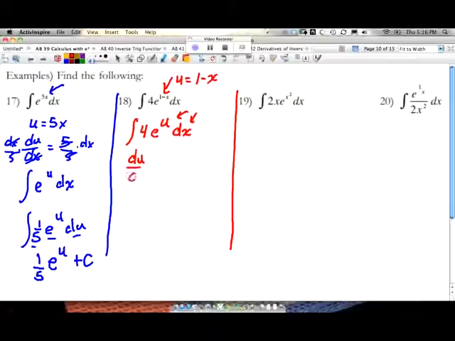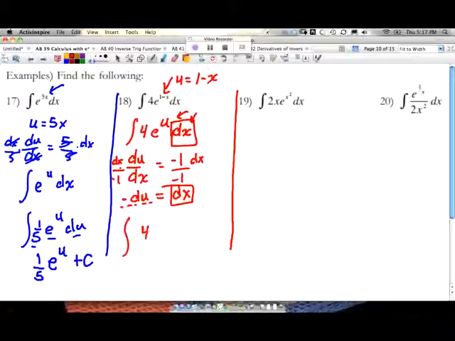So now I've got to get through my du dx. Well, the derivative of 1 minus x is -1. But I don't see a -1 up there. All right, so what do I have to do? I've got to do a couple things. First, let's get rid of this dx. Move that to both sides. Then let's get rid of this -1. That gives me negative du, or -1 times du, is equal to dx. Now I can swap out this dx with negative du.